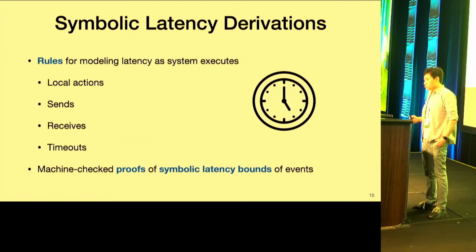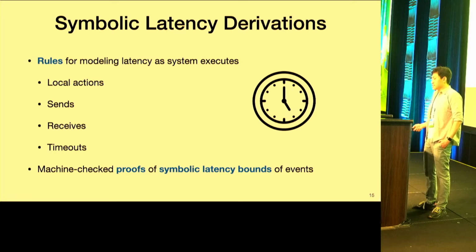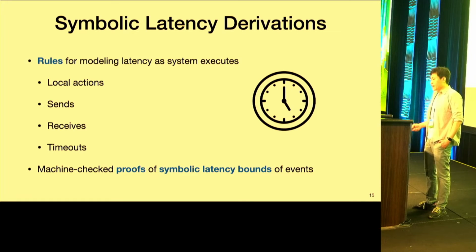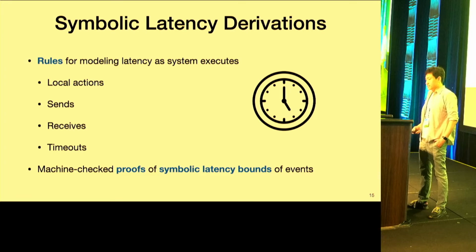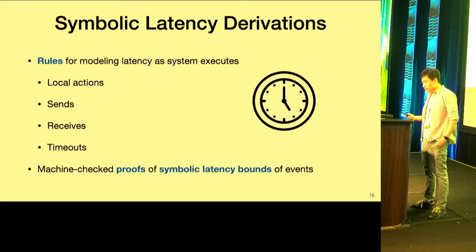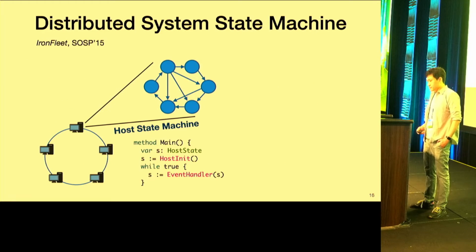Performal introduces rules for how this symbolic latency evolves as the system executes across multiple nodes. The rules model the passage of time in a distributed system, when hosts perform actions such as sends, receives, and timeouts. Finally, we prove formal bounds on the latency of events by proving how symbolic latency of the system evolves according to these rules. Let's see how this works in practice.